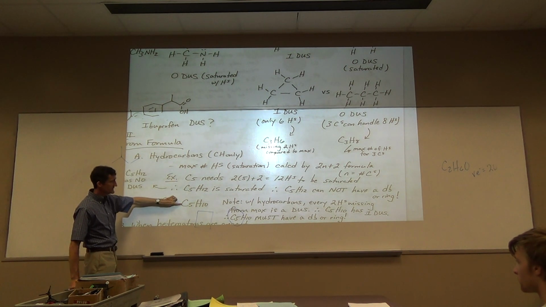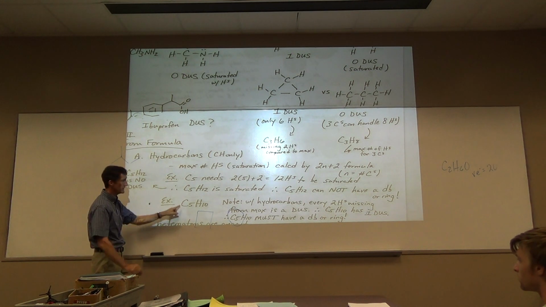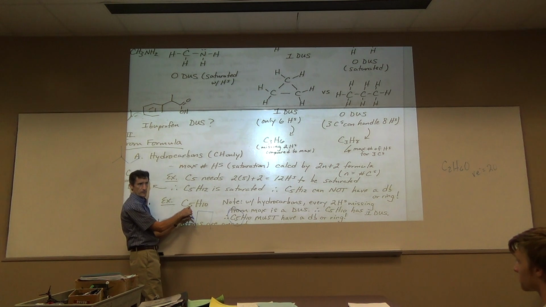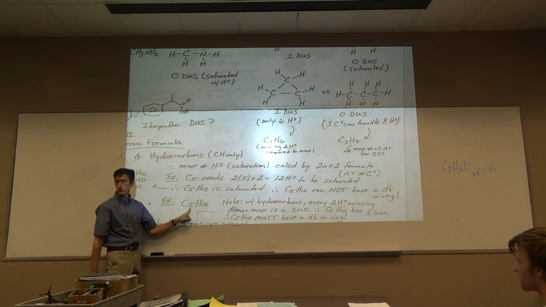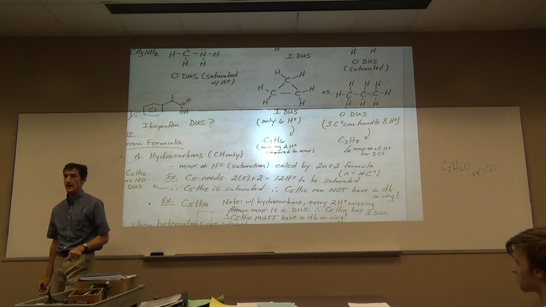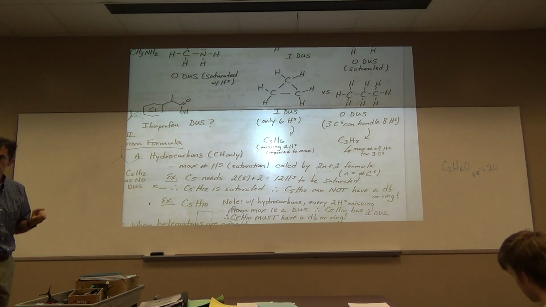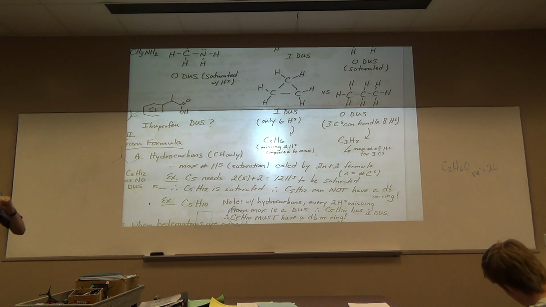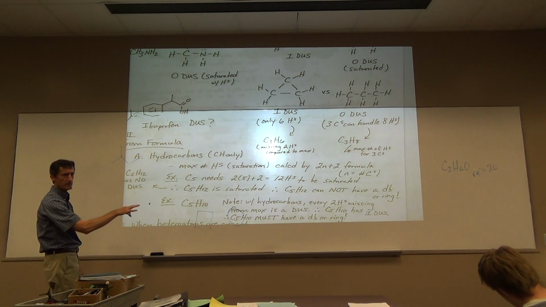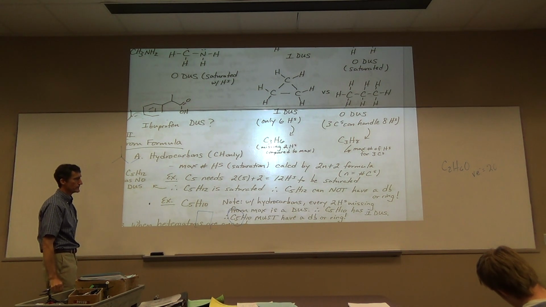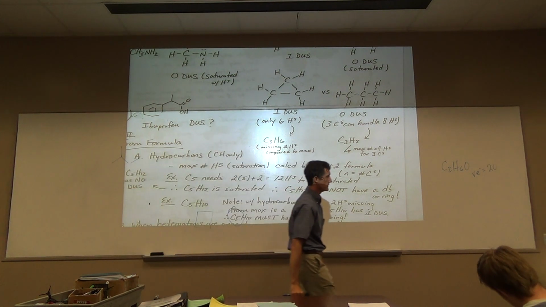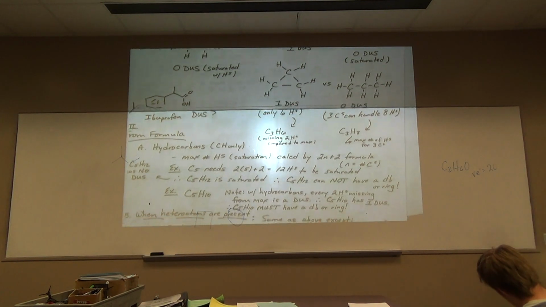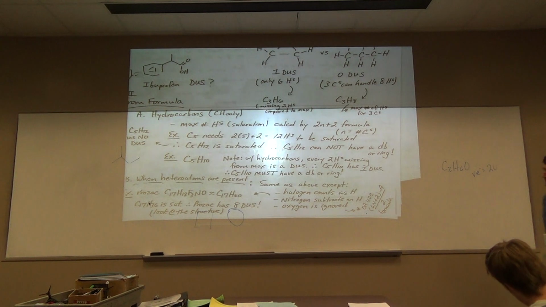What about C5H10? How many DUS would be here? 1. How do we do this? Well, what's the maximum for 5 carbons? 12. 2N plus 2 is 12. We only have 10. Every 2 you're missing is 1 DUS. How many are we missing from max? Missing 2, so how many DUS? 1. It's explained there, but that's it. You can do it from structure or formula.